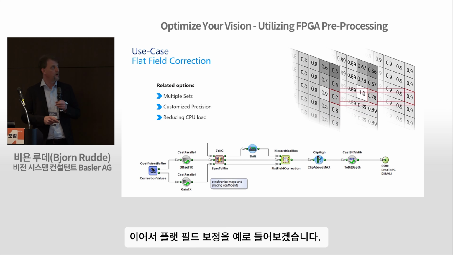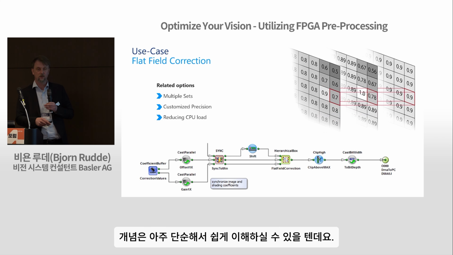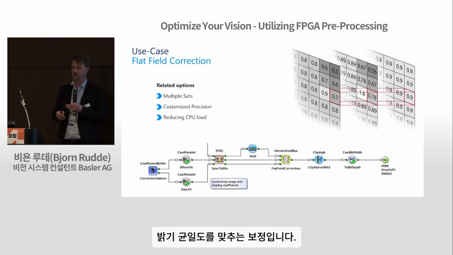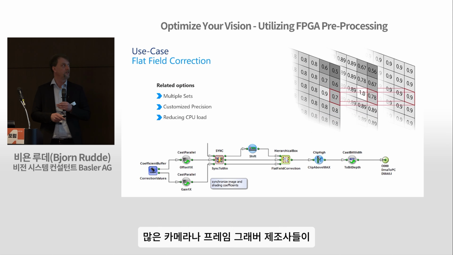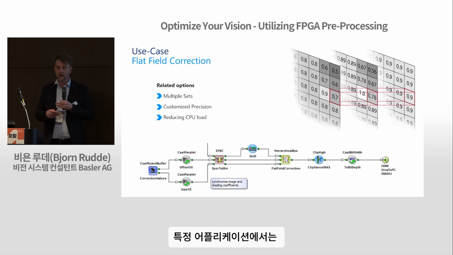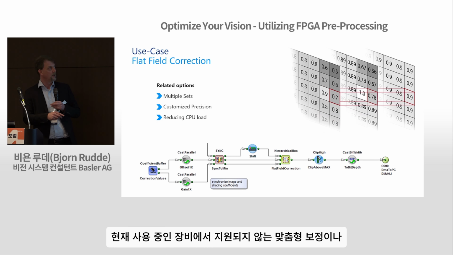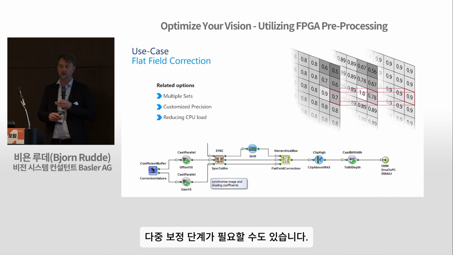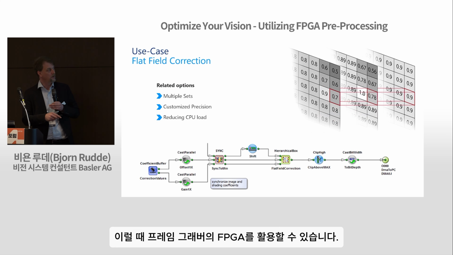So as one of the examples, it's a flat field correction. It's very easy to understand. You need per pixel coming from your image an offset and a gain. A lot of cameras and other frame grabber manufacturers already give some flat field correction approaches. But in a lot of applications, you need a customized version or even multiple sets that maybe are not supported by the hardware you're currently using. So then you can use the frame grabber.